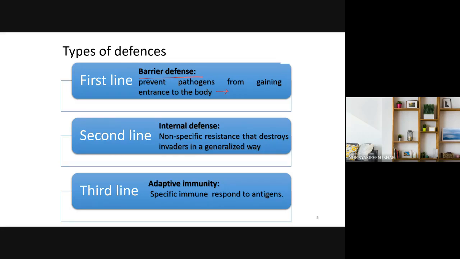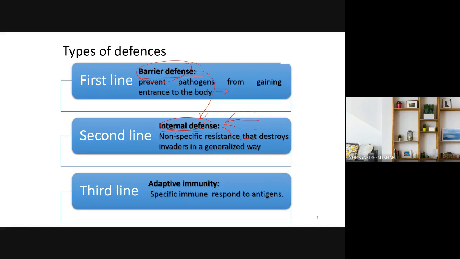Then second line defense is internal defense. So this internal defense is divided into four. First one is a phagocytic cell. Second is antimicrobial protein. Third is NK, natural killer cell. And the last one is inflammatory response. So ada empat. Okay, so the second line defense has four mechanism. So internal defense. So if the bacteria penetrate the first line defense, it will encounter second line defense.